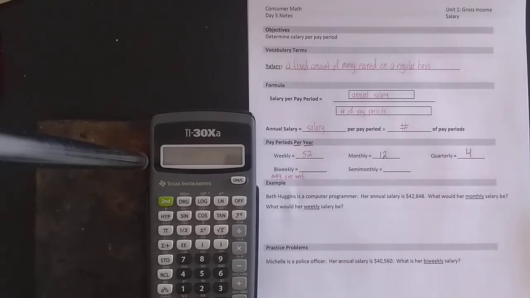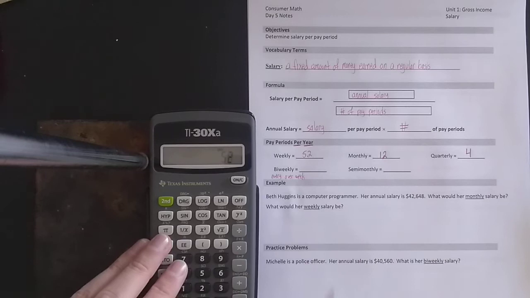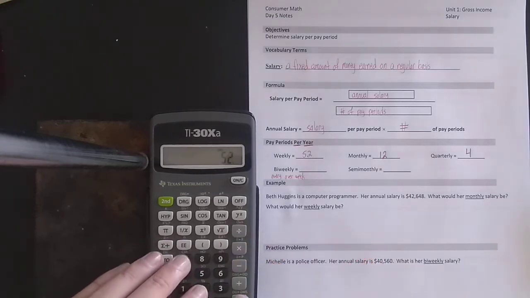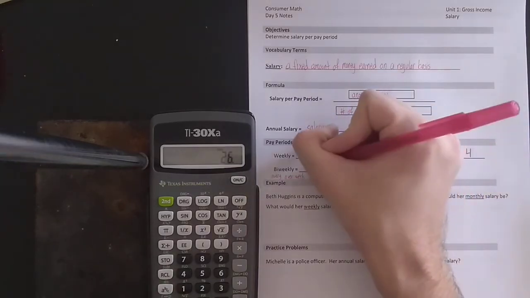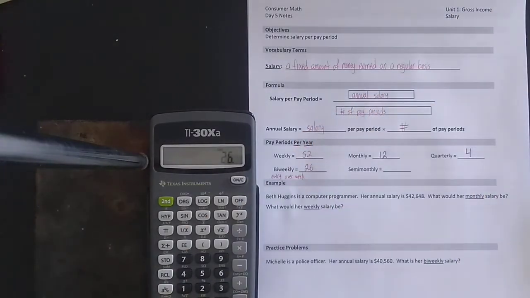So if you're getting paid every other week and there's 52 weeks in a year, we take 52 and we divide by 2 because you're only getting paid every 2 weeks. That means you're getting paid 26 times per year.